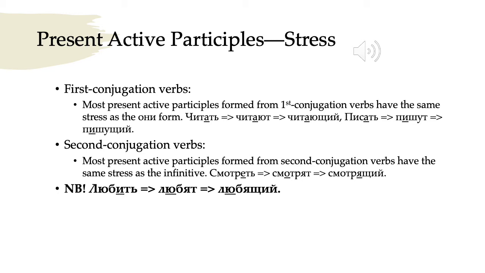However, with second conjugation verbs, the stress is normally the same as it is in the infinitive. So if we look at смотреть, that becomes они смотрят, but the participial form is смотрящий. So смотреть, смотрят, смотрящий. The stress is the same as it is in the infinitive, not in the они form of the conjugated verb. However, there's a big exception, and that is the verb любить, which is second conjugation, shifting stress, and it becomes они любят. And then the participial form is любящий, with the stress on the ю just as it is in the они form. So that's the major exception, but in general, first conjugation verbs have the stress the same as it is in the conjugated form. So писать, пишут, пишущий, and second conjugation verbs generally have the stress the same as it is in the infinitive. So смотреть, смотрит, смотрящий.